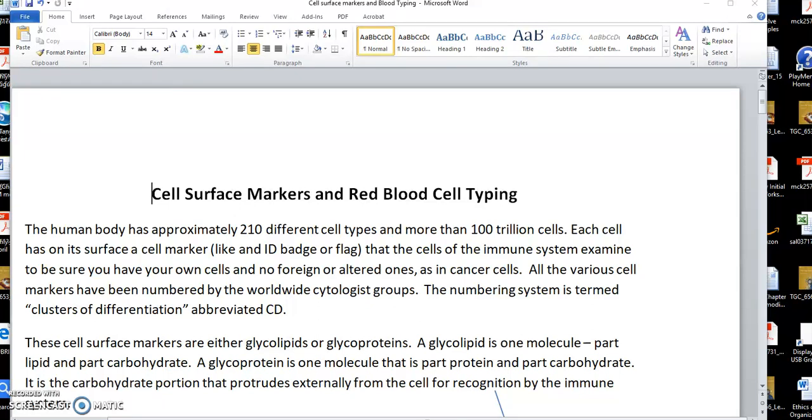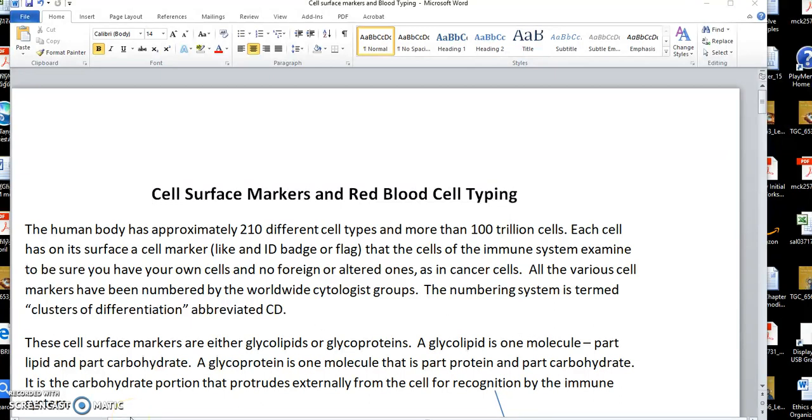Okay, this particular video is on cell surface markers and red blood cell typing. Please refer to my Word document, cell surface markers and red blood cell typing, when you review this.